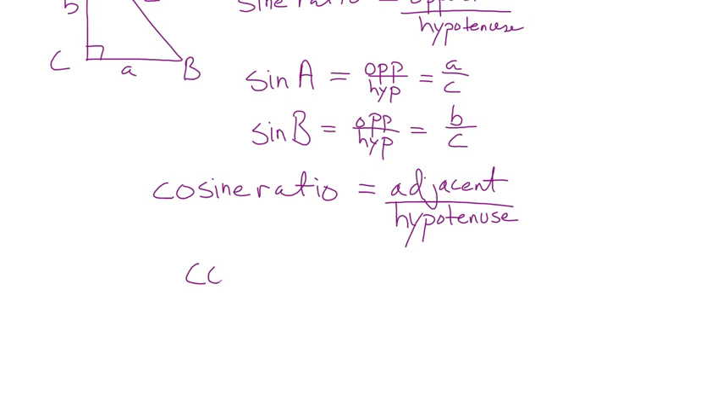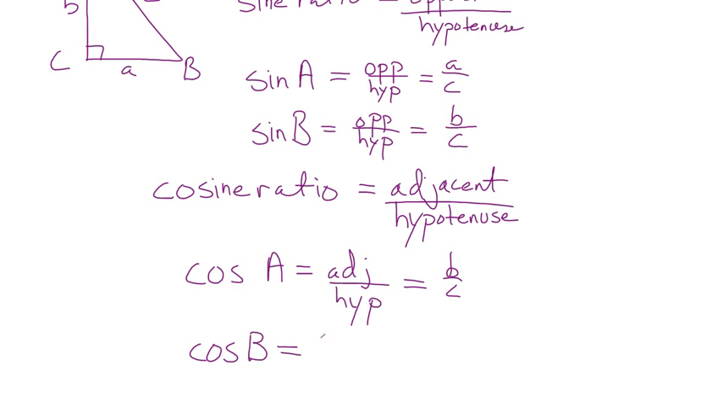So the cos ratio, which is abbreviated COS. So I say cos is adjacent over hypotenuse. The cosine of angle A is? b over c. Little b over little c. The cosine of angle B? Is adjacent over hypotenuse. Cosine is defined as adjacent over hypotenuse. Which is what? a over c.